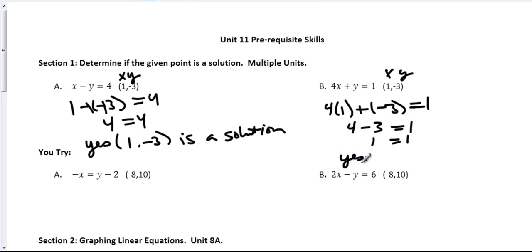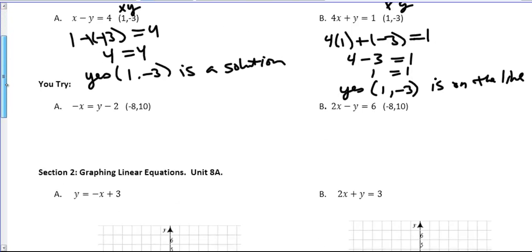And now when we learn this, we actually learn two ways of saying this. We can say yes, it's a solution. We can also say yes, the point 1, negative 3 is on the line. Basically the idea was a point is a solution if when graphed, it's on the line. So it's part of the graph.